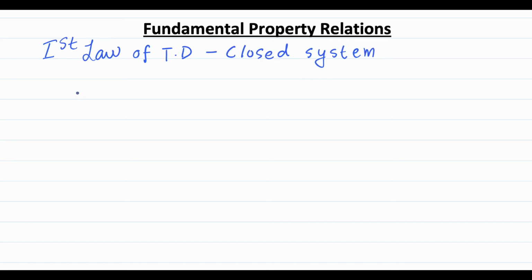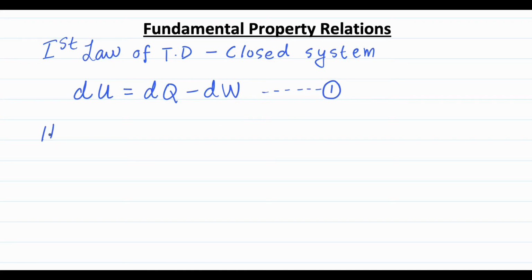To derive the fundamental property relations, we need to start from the first law of thermodynamics. So, according to the first law of thermodynamics, for a closed system, we can write the law as dU, that is change in internal energy, is equal to the change in heat minus the change in the work done. We can call this equation 1.